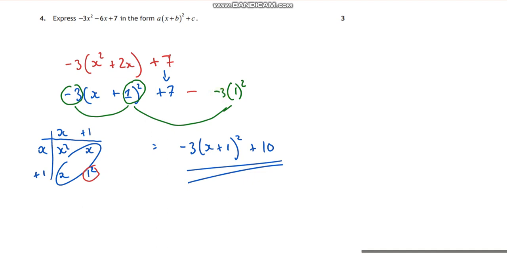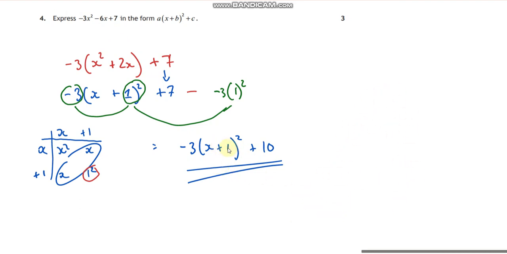So a nice little question actually, because it's very procedural, and like I said, that usually gets tied into the increasing decreasing stuff. Why do we do this? It tells us the turning point. The turning point is change the sign, stays the same. So turning point for this is (-1, 10). Yeah, and it would be a sad face. We've got a negative in front, so it would be a maximum turning point for this one.